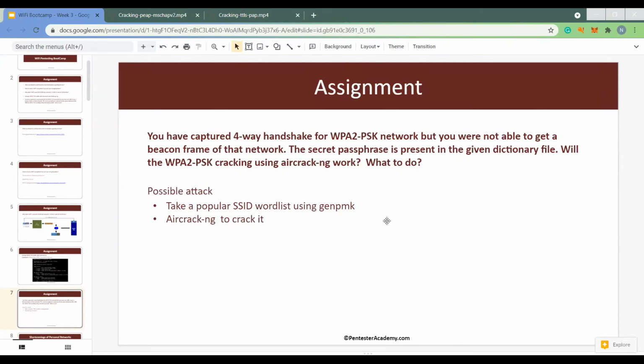The last question was, you have captured a four-way handshake for a WPA2 PSK network, but for some reason you were not able to capture any beacon frame of that network. Again, this question is totally hypothetical, right? How can this be the case? Because you just captured the four-way handshake also, which means the client is already there, right? So how are you not able to capture the beacon frame?